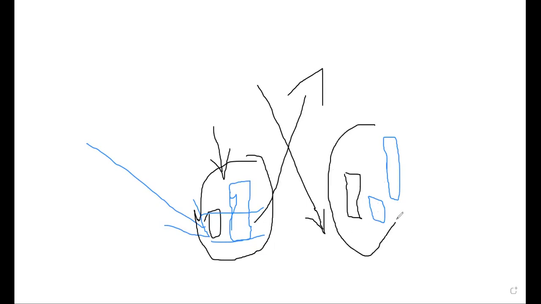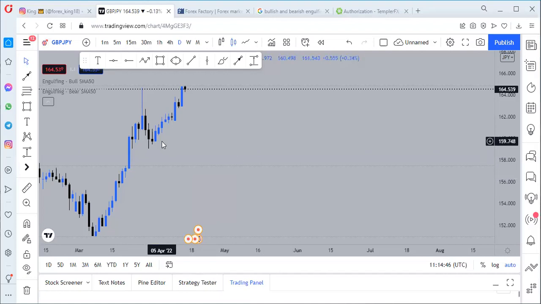But this one here occurs down, and then it changed the direction. We call all of this engulfing. Now today I'm going to talk about how you can use them to enter the market. Let me share my screen. Now this is my screen, okay.